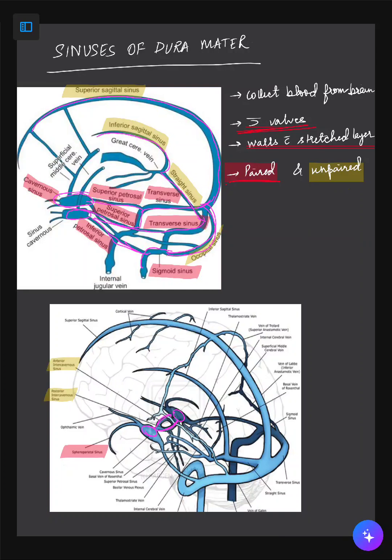So once again, briefly I would go through paired and unpaired. Paired are: petrosal sinus, superior and inferior, transverse sinus, sigmoid sinus, cavernous sinus, and sphenoparietal. It is very easy. And unpaired are: superior sagittal sinus, inferior sagittal sinus, straight sinus, occipital sinus, and anterior and posterior intercavernous sinuses.